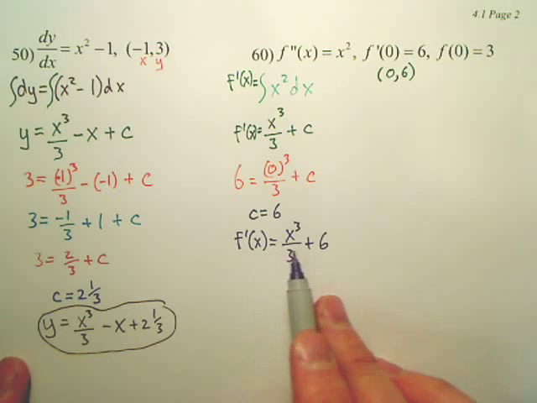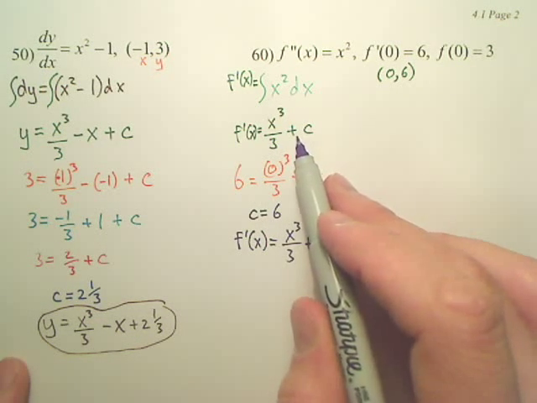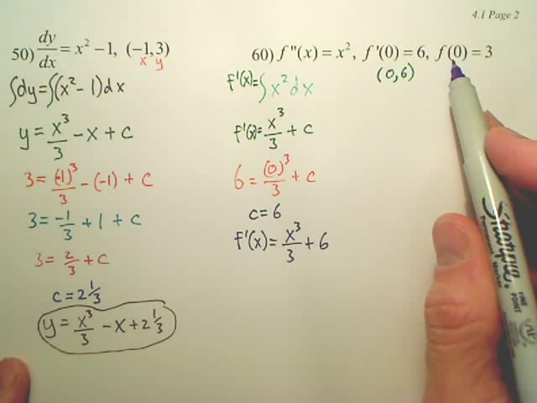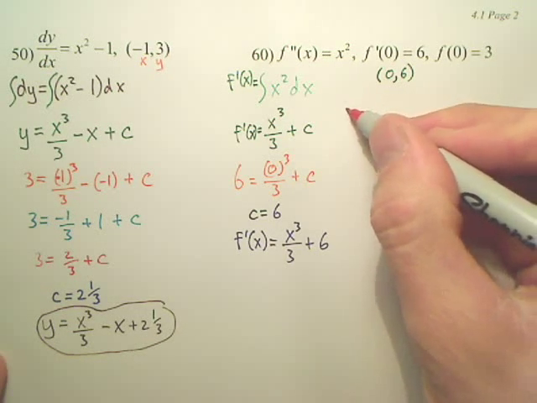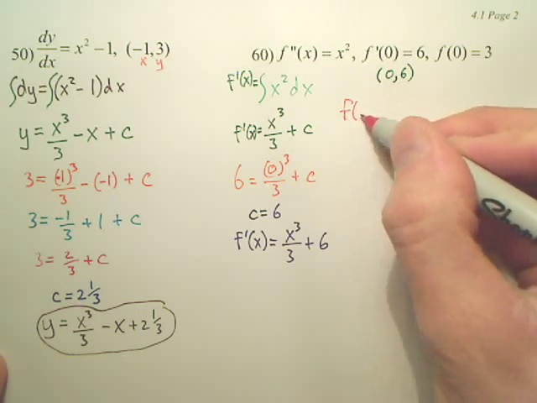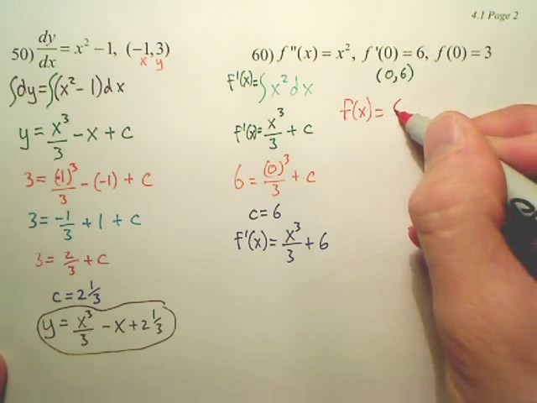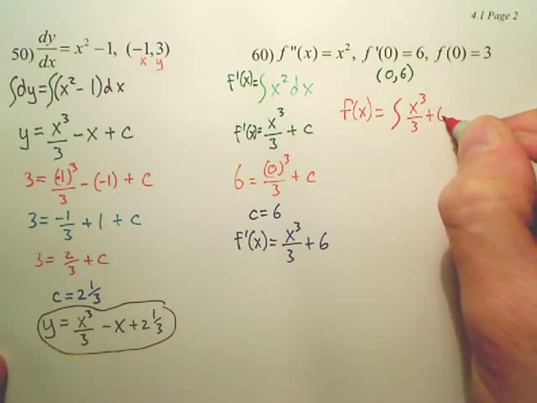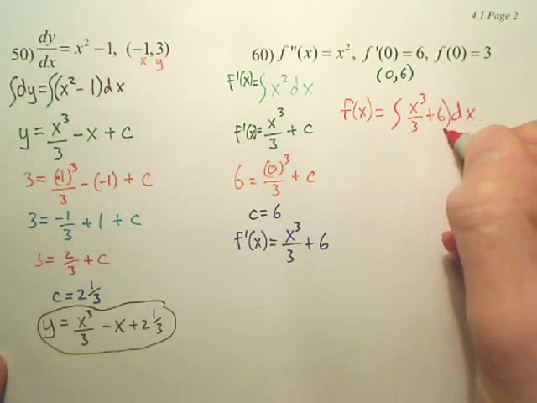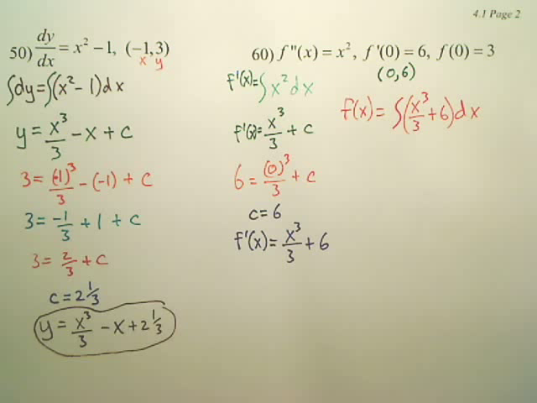This is a particular. This was a general. I want to work back one more step to my original. So, to find my original function, f, in order to find f of x, isn't that going to be the integral of x to the third over 3 plus 6 dx? Won't the original be the integral of the derivative?